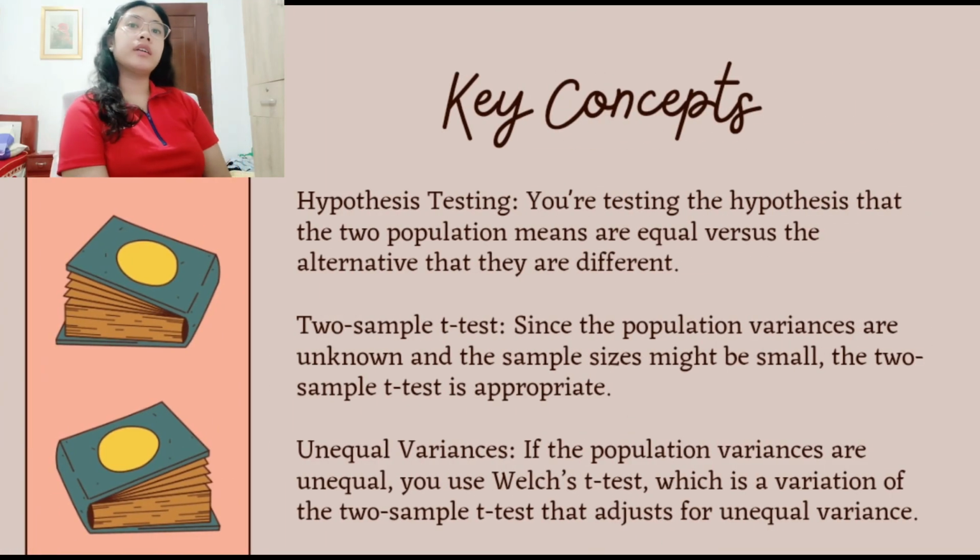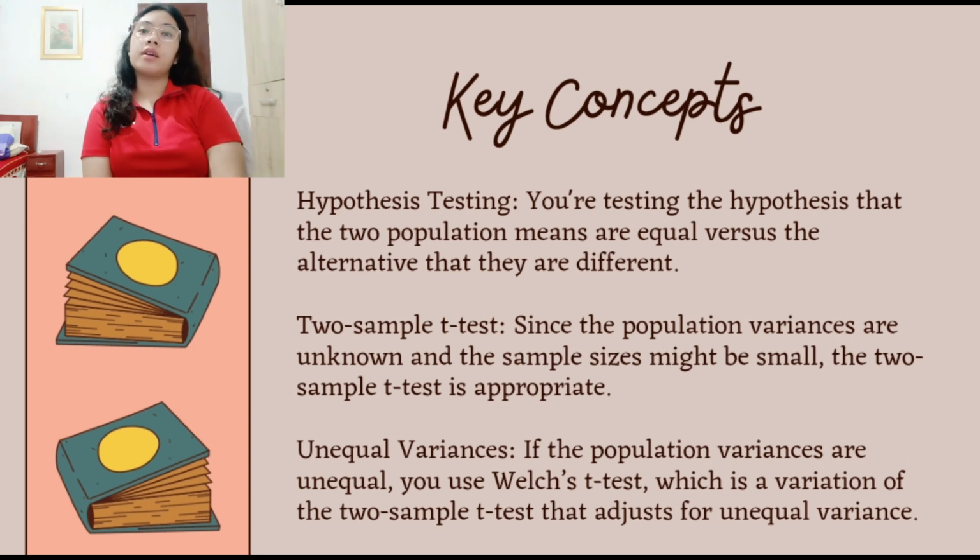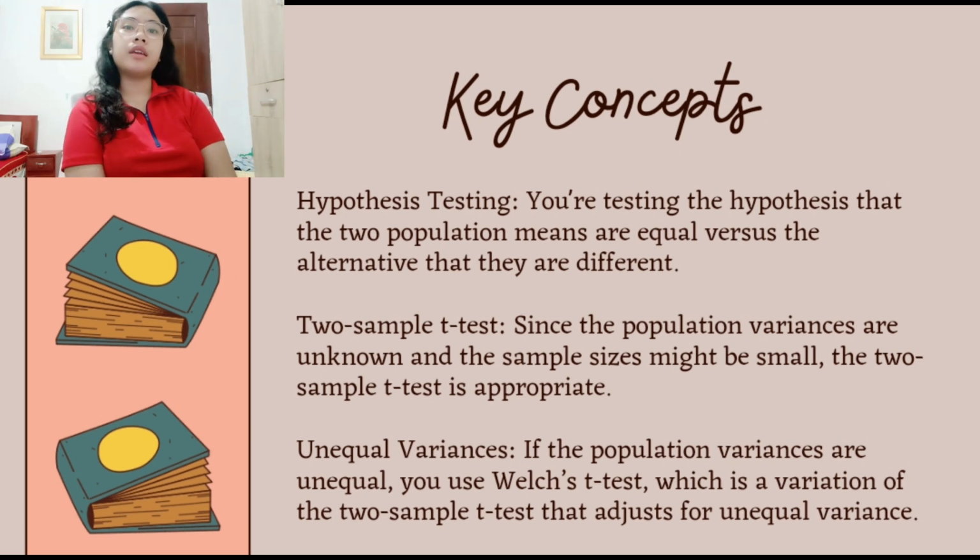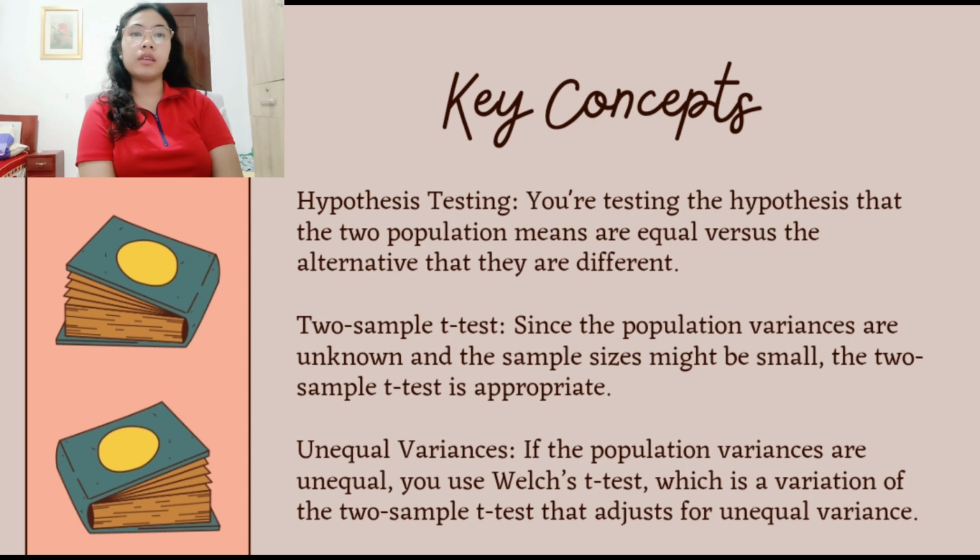So here are the key concepts. First is the hypothesis testing. So you're testing the hypothesis that the two population means are equal versus the alternative that they are different.